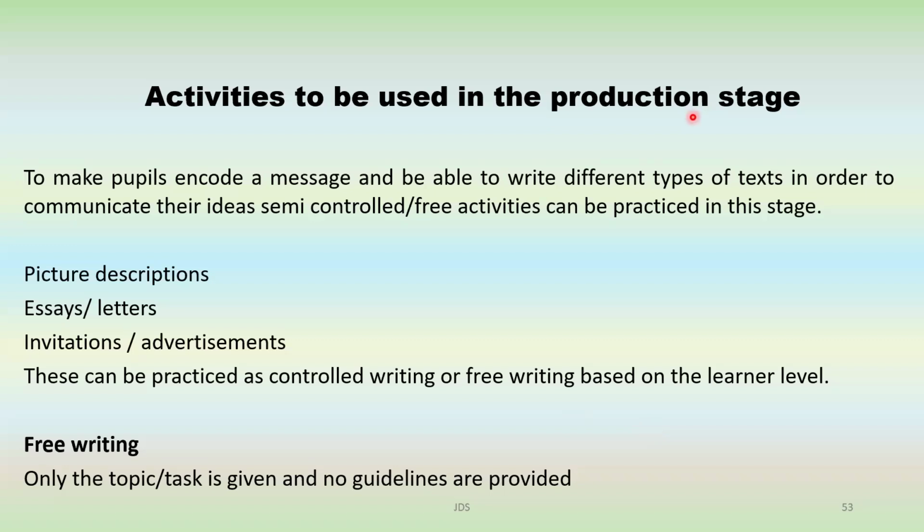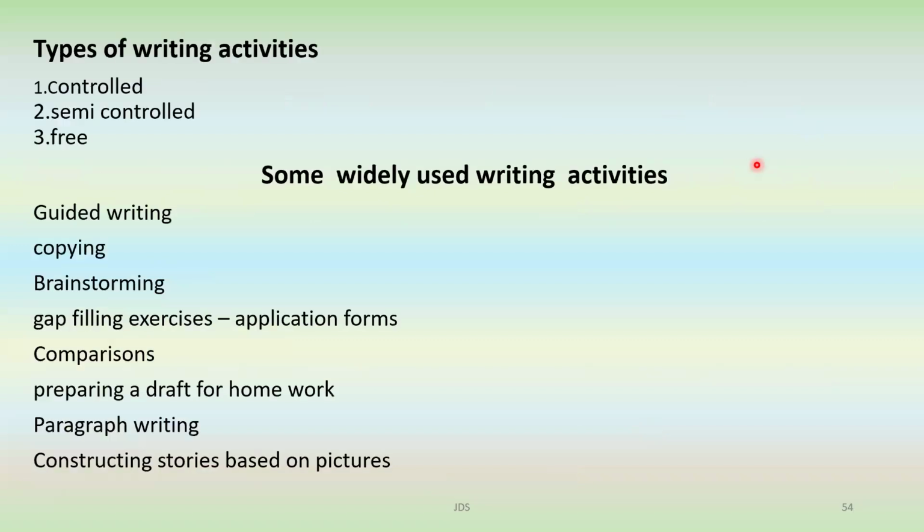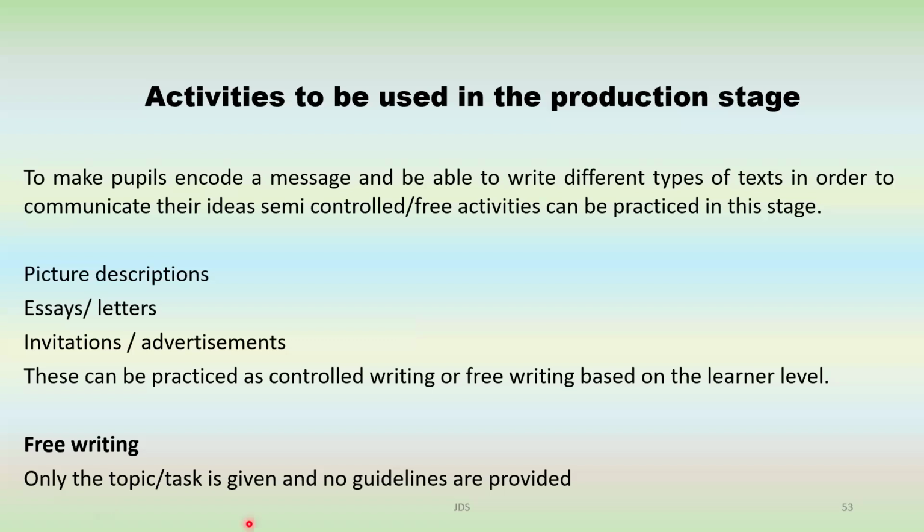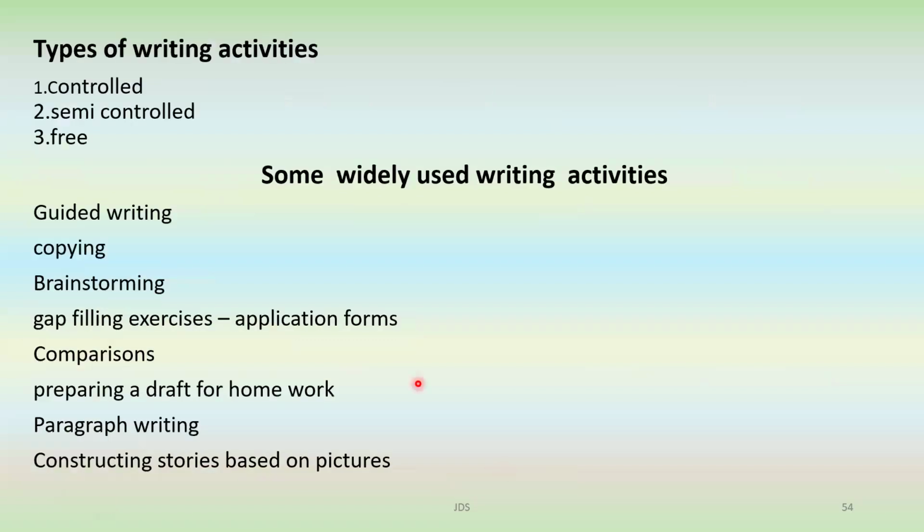Again, 2 tasks should be done under the production stage. 2 free or 1 semi and 1 free task should be done. Look at the types of writing activities, not free writing. Free writing, you just give the question and ask them to write on their own. Overall, when we think of writing activities, controlled, semi, and free, 3 types of writing activities should be done during a lesson.